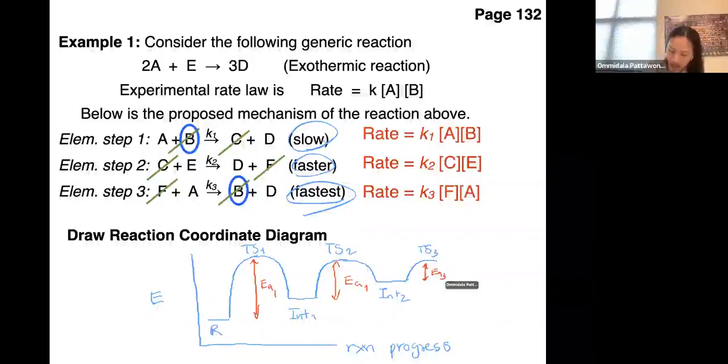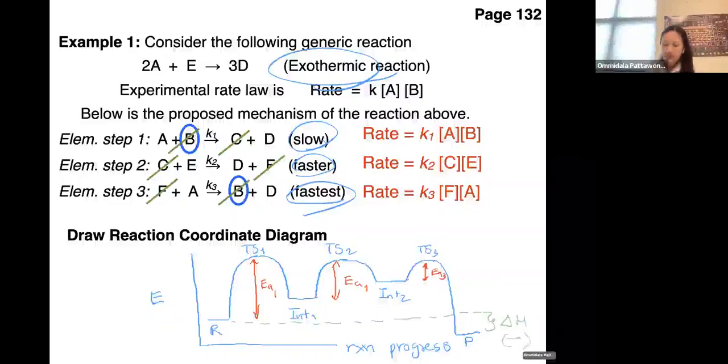And this reaction is exothermic. So in this case, the product being produced has to be at lower energy than the reactant. This one right here has to be lower to give us a negative value for delta H. So this would represent the reaction coordinate diagram for this proposed mechanism.